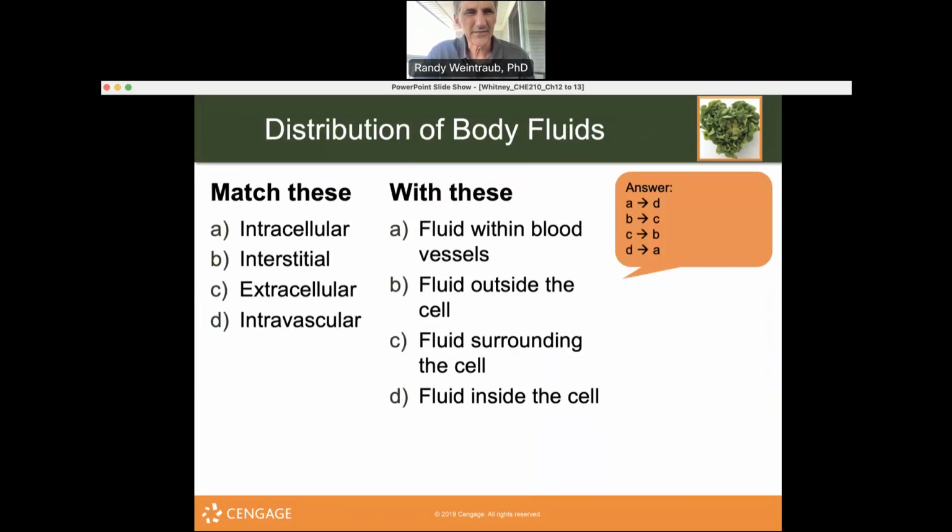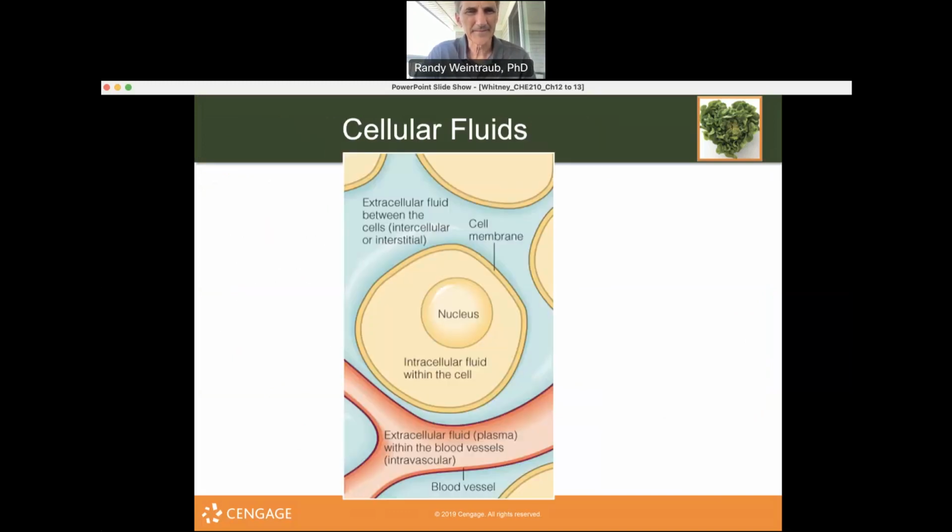We have the answers shown there: intracellular, and that is inside the cell; interstitial, between and surrounding the cell; extracellular, outside of the cell; and intravascular, that relates to the blood. We see a schematic of the cell: intracellular, extracellular, and the plasma or intravascular.